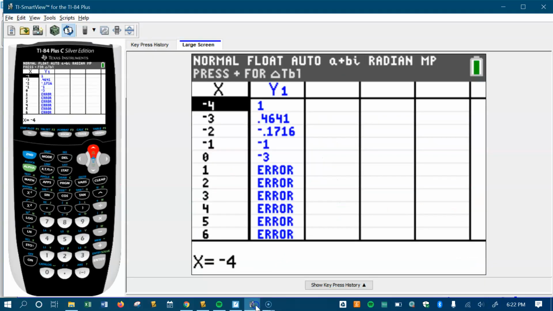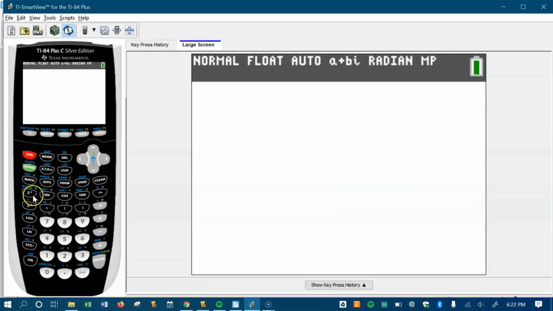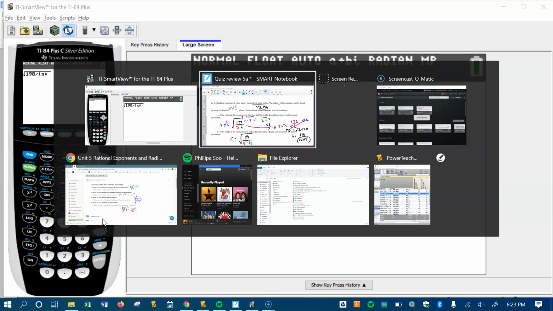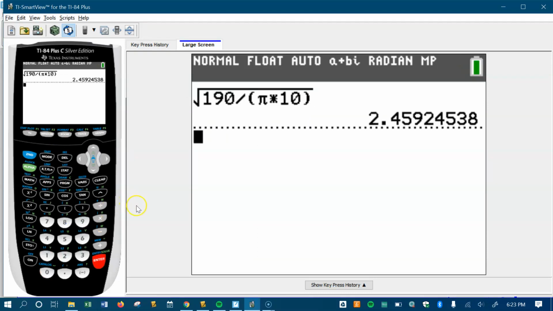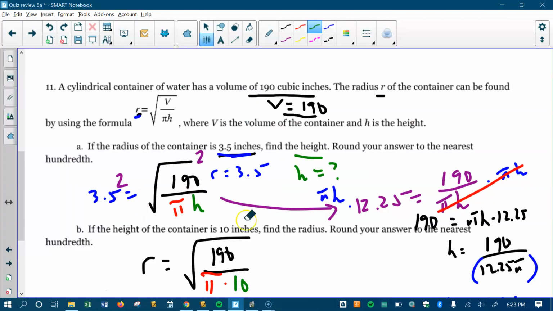This one I'll show you so that way you do it right on the test. Let's do the square root of, now we're going to do 190 divided by, notice I'm opening up parentheses now so the calculator knows what my denominator is, pi times 10. Parentheses, and let's see what we got, 2.459. It tells me to round to the nearest hundredth, so 2.46. And we have inches.